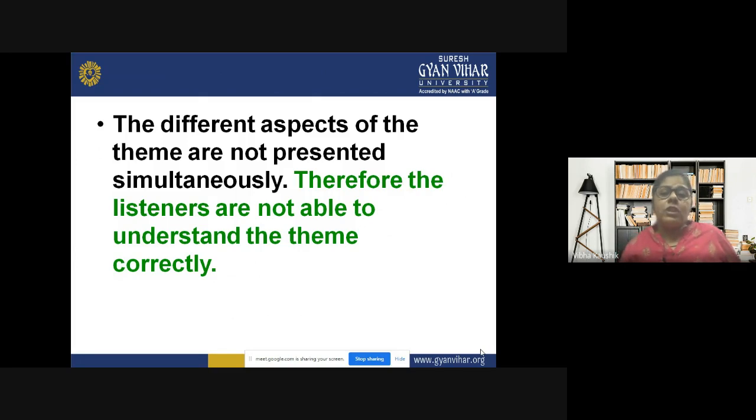The different aspects of the theme are not presented simultaneously, which means the different aspects of the theme or the problems are not presented simultaneously in front of the listeners. Therefore the listeners are not able to understand the theme correctly. They will not be able to understand the theme in a correct and accurate manner. They will find difficulty in understanding the theme correctly.